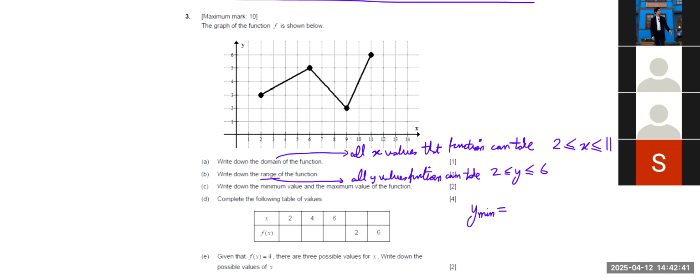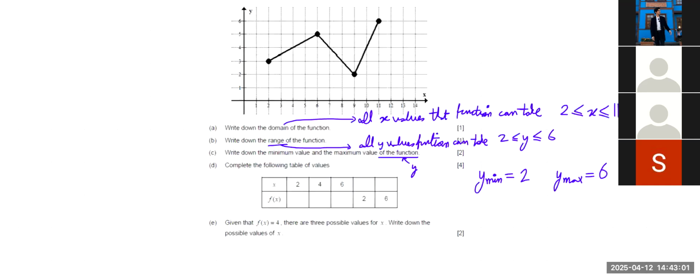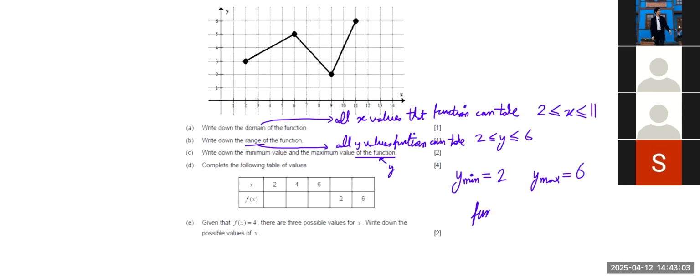It would be 2? Yes. And what's the maximum value? 11? That's the x. Oh, for y, 6. When someone says of the function, that always means output, y. Remember, if someone ever says function value, they're always talking about y values, not x values, okay?